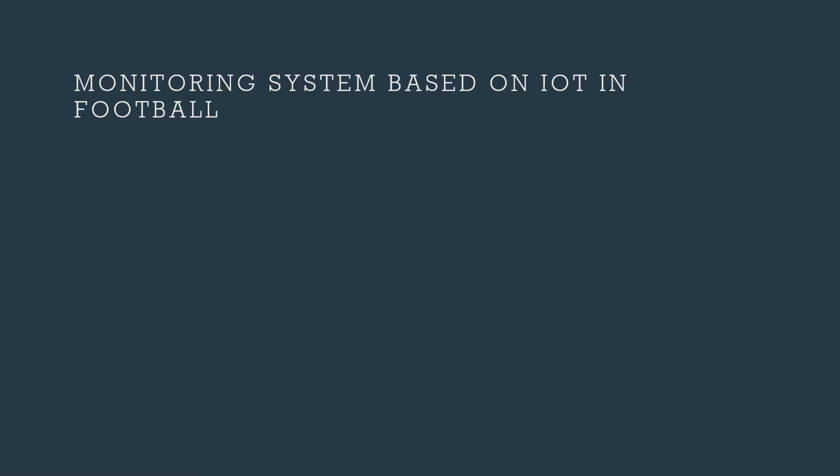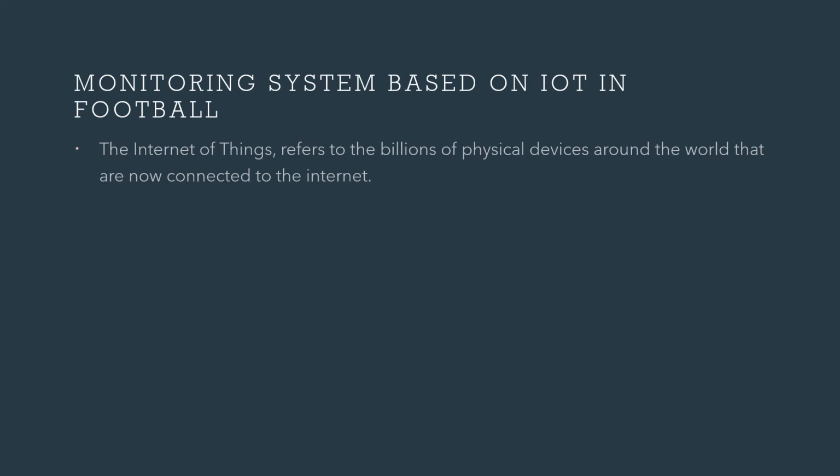The second part that needs to be investigated and understood is the monitoring system based on IoT in football. First, we need to understand what IoT is. IoT is short for Internet of Things. It refers to the billions of physical devices around the world that are now connected to the Internet.